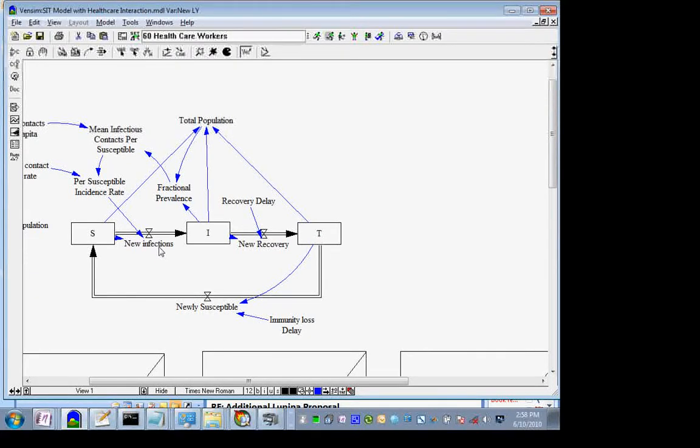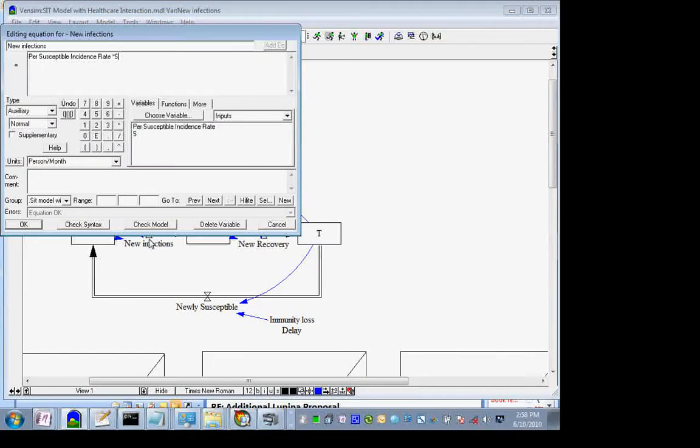Oh my gosh! No. Unit mismatch. Okay, so let the folks from Calgary see that. I don't know where that came in. Person per month. Okay, so this is where you specify units. Every variable has a unit associated with it. This is where you type them in. So we should probably correct this to be person per day.